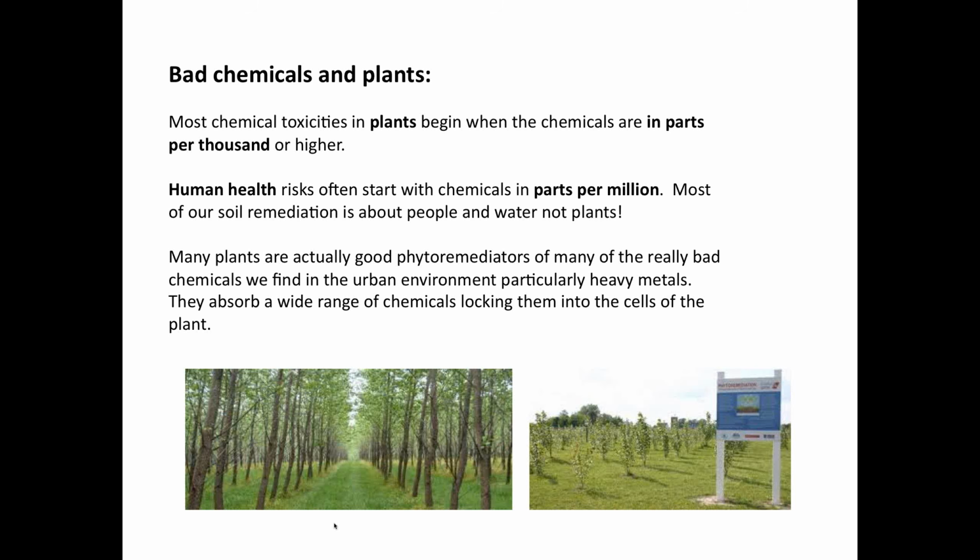in order to affect a plant, they have to be in parts per thousand. For example, salt has to be in parts per thousand before it begins to impact the plant, where human health risks on most of these chemicals start in parts per million. And so most of the discussion about chemicals in the soil and impacts on the environment are really about health risks to people, fish, waterways, other things.